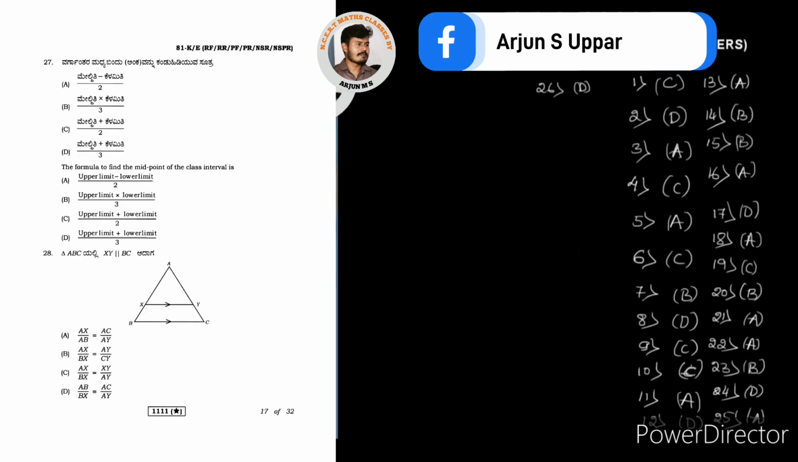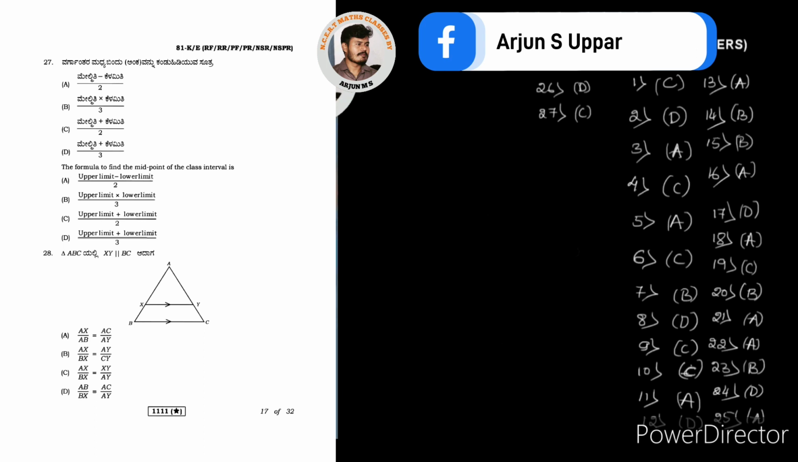So let's move to the next question, the 27th question. That question is: the formula to find the midpoint of the class interval is, and that is also a very important question, upper limit plus lower limit divided by 2 or lower limit plus upper limit divided by 2. Both are correct. So here option C is correct for the 27th question, upper limit plus lower limit divided by 2.